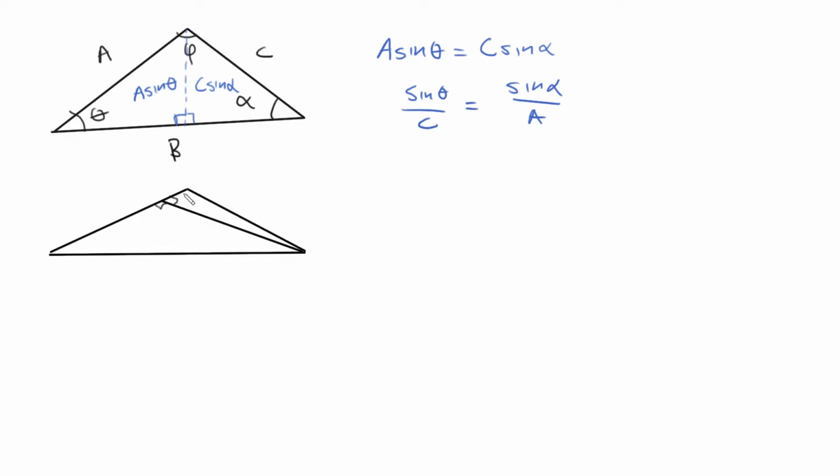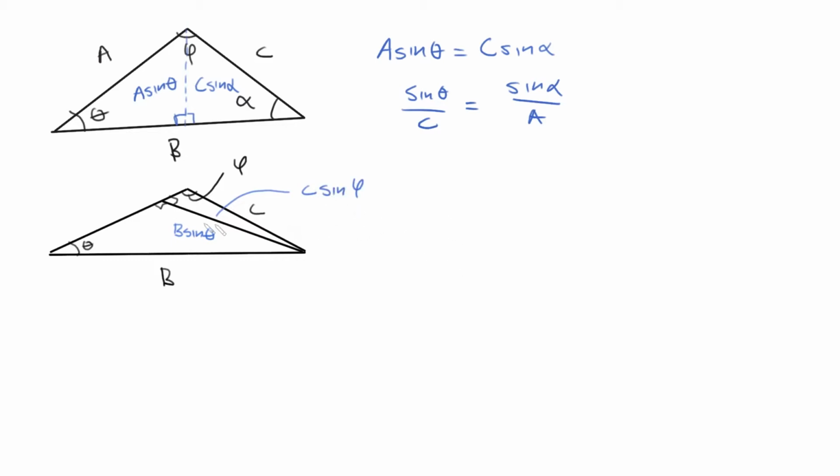This angle right here is phi or psi, and then this is going to be theta. This is going to be b, and this is going to be c. As we did before, we could define this length right here as b sine of theta, and we could define this length over here as c sine of phi.